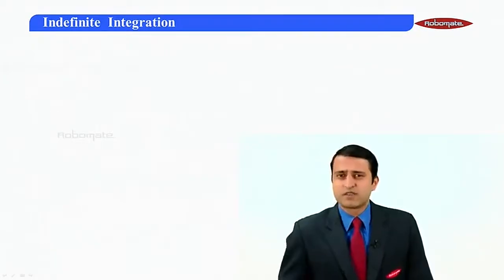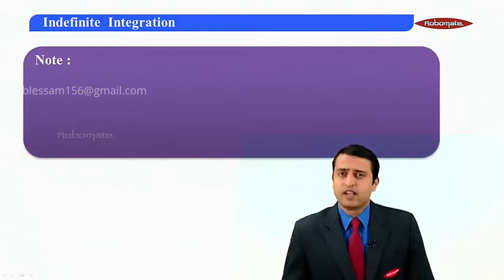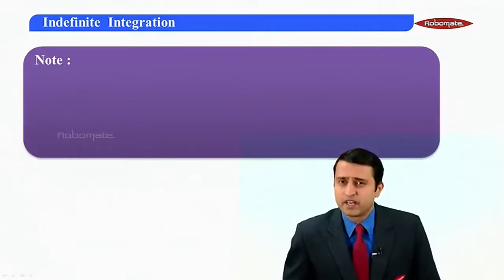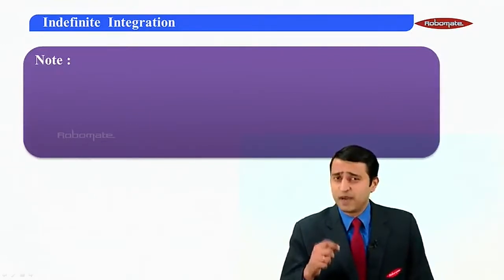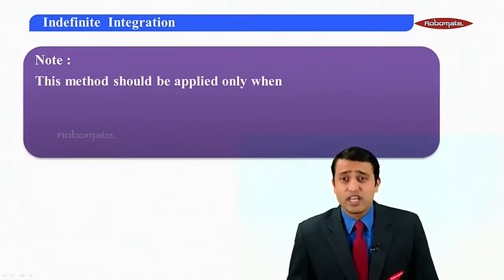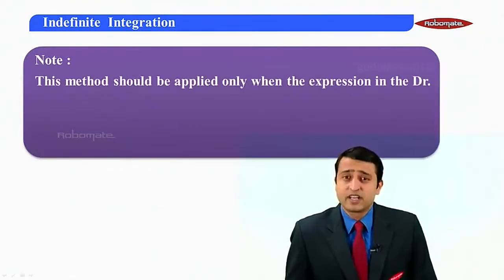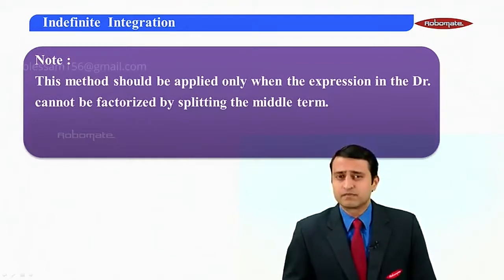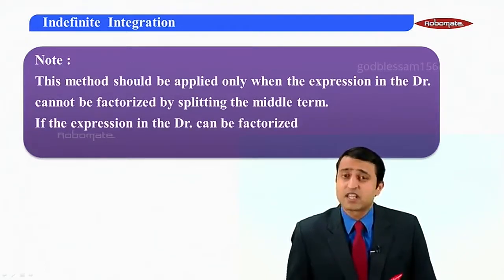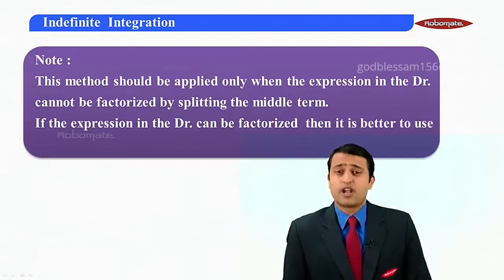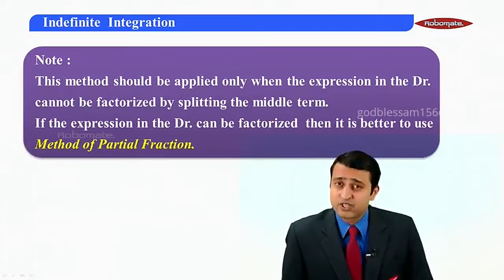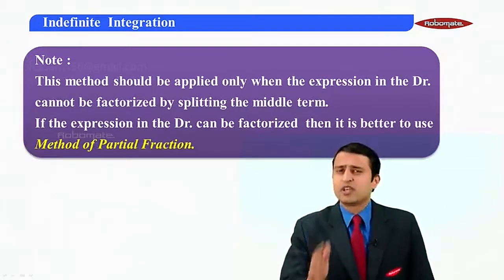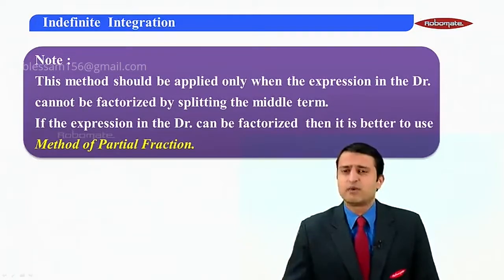Now there are certain sums of the same type which you may try. And what we need to remember here is that the method we have applied should be used only if the denominator cannot be factorized by splitting the middle term. If it can be factorized, then we have a better method which is called the method of partial fractions. And what the method actually is, we will see in the later modules.